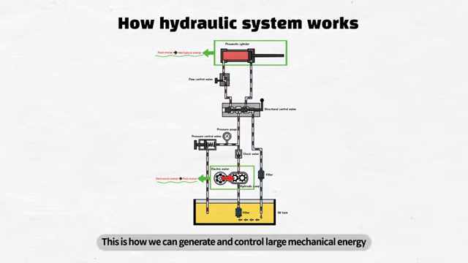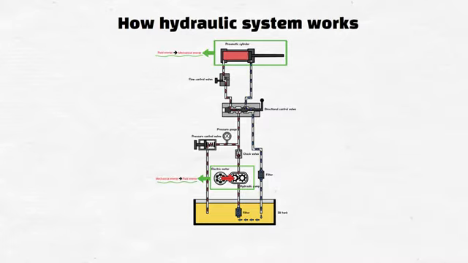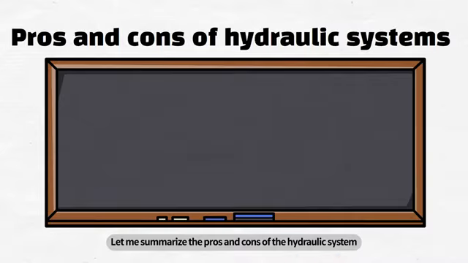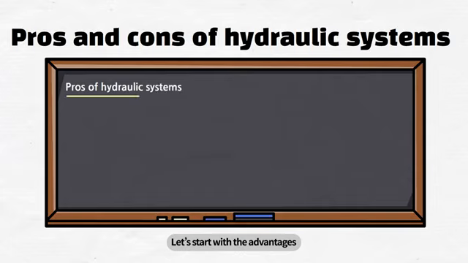This is how we can generate and control large mechanical energy with only a small amount of force through the system process using hydraulic oil. Then, what are the characteristics of the hydraulic system? Let me summarize the pros and cons of the hydraulic system. Let's start with the advantages.